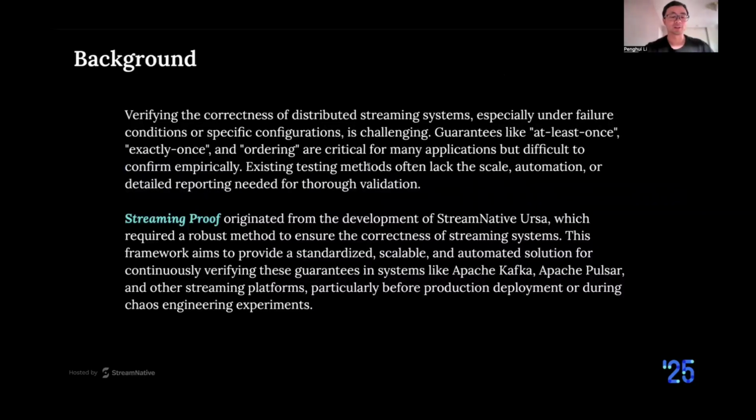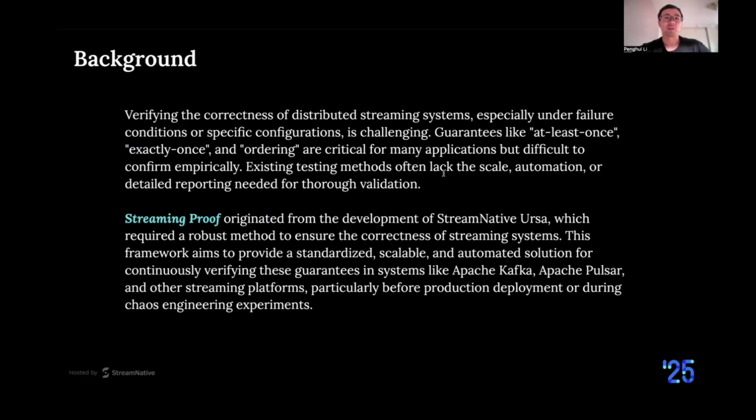Before I introduce this project, I want to share its background. We tried to build chaos testing for Apache Pulsar before at StreamNative. Verifying the correctness of a distributed streaming system is not easy, especially under failure conditions or specific configurations. You need to verify at-least-once, exactly-once, and ordering, to make sure there is no message loss and no reordered messages.